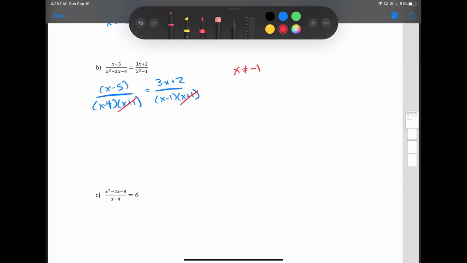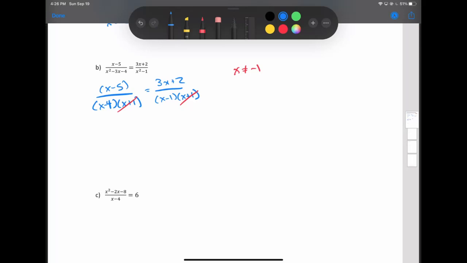Now that I've done that, I don't see anything else that cancels out, unfortunately. But it is going to take nasty polynomials and make them manageable polynomials by multiplying by a little less. So now I'm going to cross multiply, multiply both sides by x minus 1 and x minus 4.